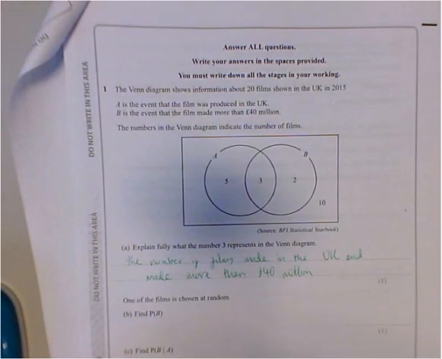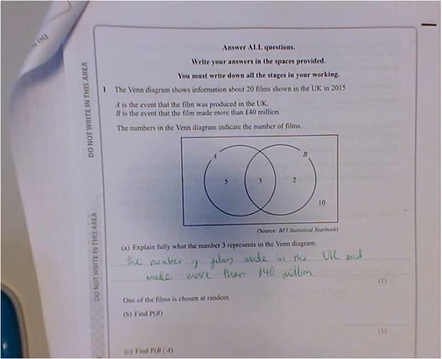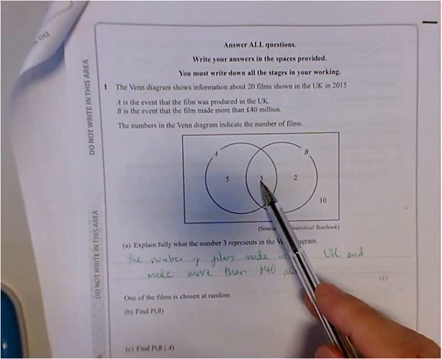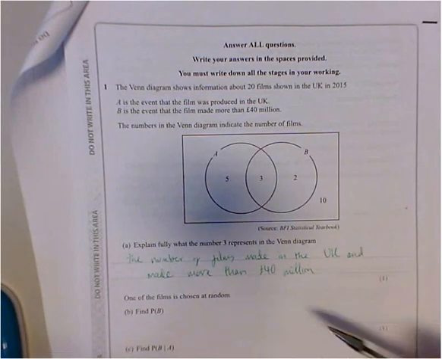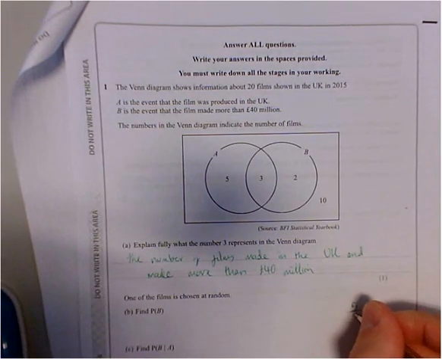One of these films is chosen at random. Find the probability that it is a film that is in B. Well, there are 5 in B out of the 20 films, so that will be 5 over 20.